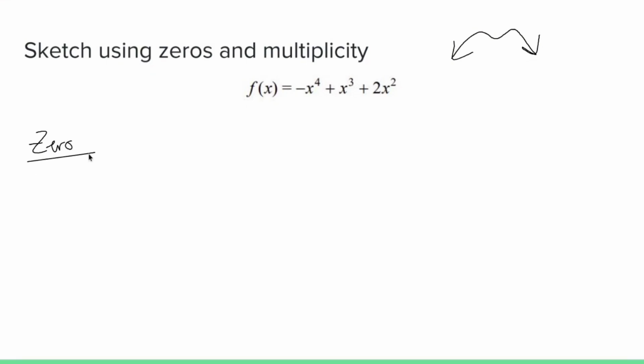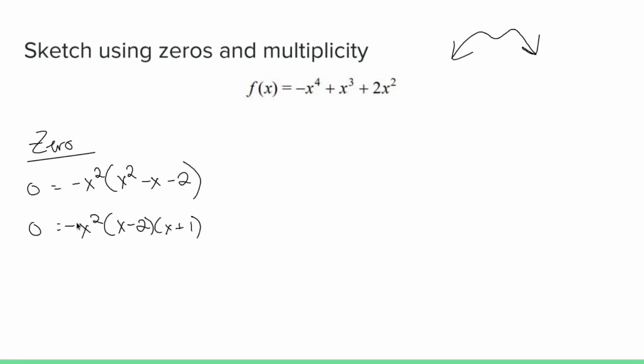The way I find my zeros is I set that equal to 0 and factor as much as I can. Let's factor out a negative x squared. When I factor out a negative x squared, that leaves me with x squared minus x minus 2. Now we factor what's left over here. I have negative x squared. Two numbers that add up to negative 1 and multiply out to negative 2 would be x minus 2 and x plus 1. Now I'm going to list out my zeros and their multiplicity.